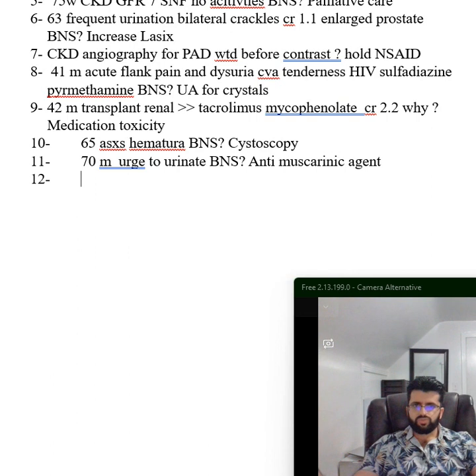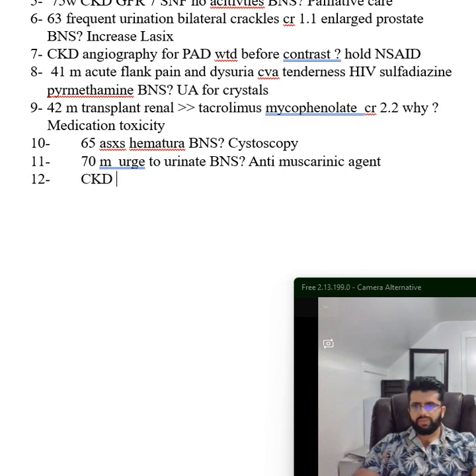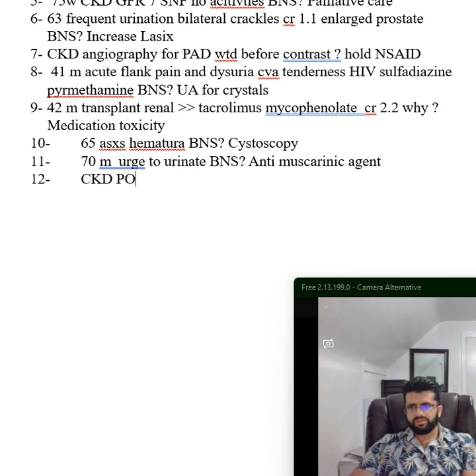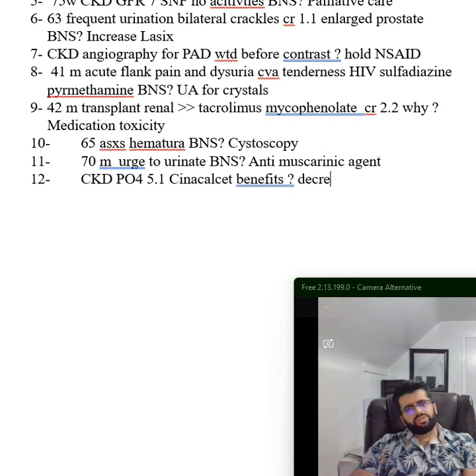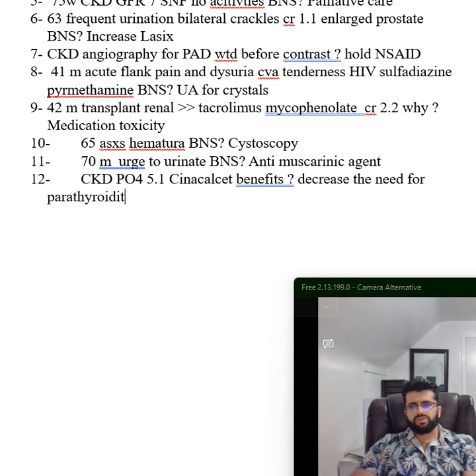Alright. Now you have somebody who has advanced CKD, okay, and then you check their phosphate. Phosphate is like 5.1, and then the question is, what's the benefit of adding cinacalcet in this patient? Cinacalcet benefits, okay, when do you use it? Cinacalcet decreases the need for parathyroidectomy.